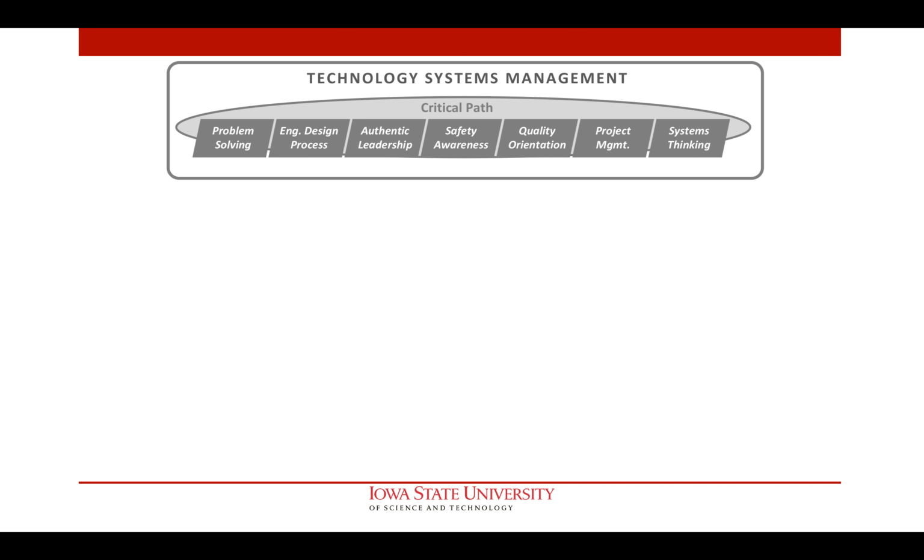It starts with this critical path. We of course start out on the left with problem solving. This is going to flow through engineering design, authentic leadership, safety awareness, all the way up to systems thinking. Of course project management is a big part of that. Quality orientation is also an important part. So really what we're trying to impart to the students is this critical path of skills and abilities to be able to do these things.